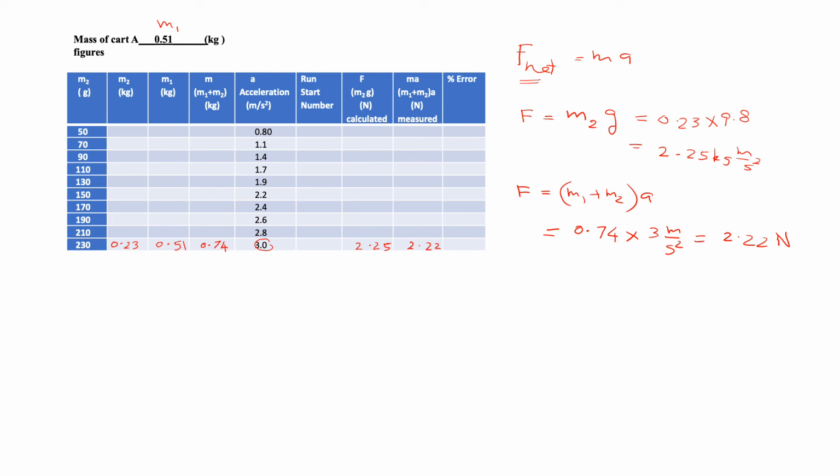So 2.22. You see a slight difference between the values you calculate from the first way and the second way. So you can get the error using the formula given in the handout. You can complete the rest of the table just like this, and answer the questions at the end of the lab, and that will show that the net force is consistent with mass times acceleration, which proves Newton's second law is valid: net force equals mass times acceleration.